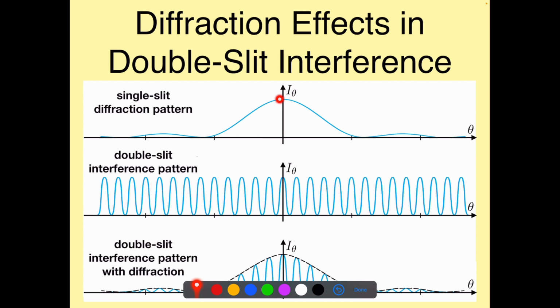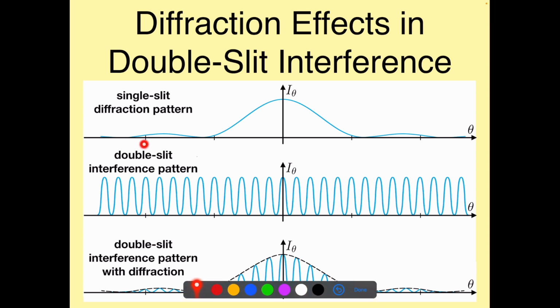At the very center, where the angle is equal to 0, you have the highest peak in intensity. That drops down to a minimum, and then another peak in intensity, but it's a much smaller peak, and then another minimum, and then another peak in intensity. And in the diffraction pattern, the peaks in intensity get smaller as you go further out from the center.